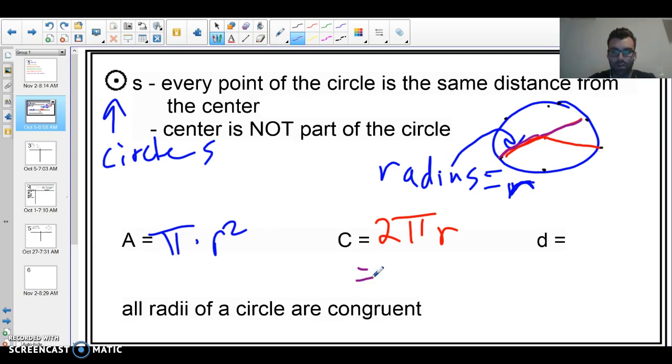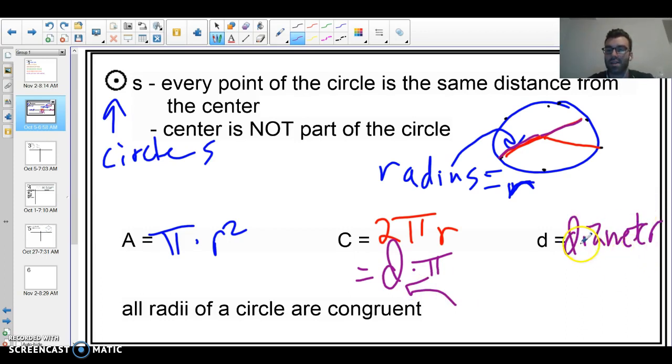Okay, so another way to find your circumference is to use the diameter. D equals diameter. Diameter, okay? D is your diameter. And as I said before, all radii of a circle are congruent. The diameter starts at one point in the circle and goes through the center to another point on the opposite side of the circle.